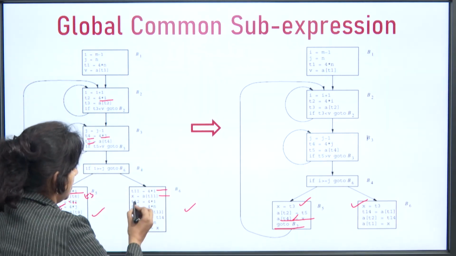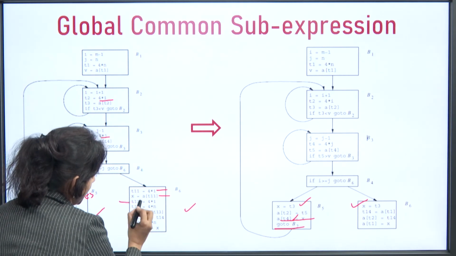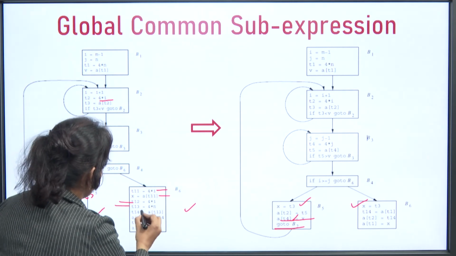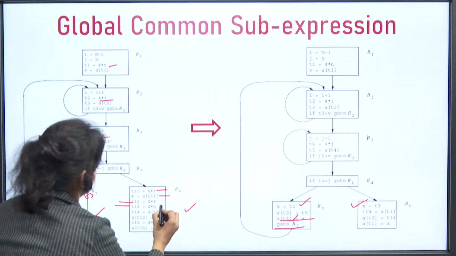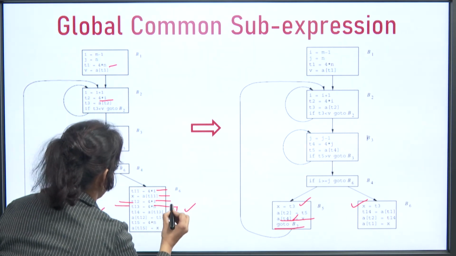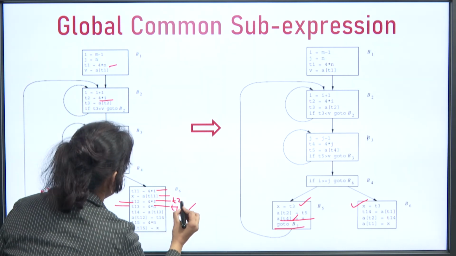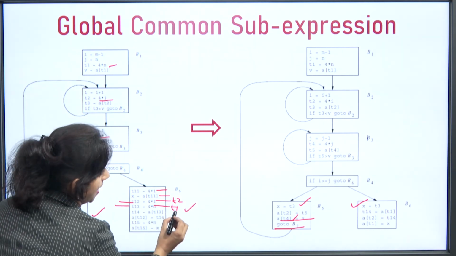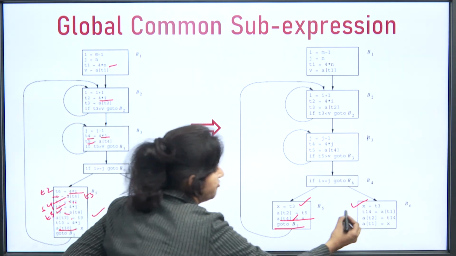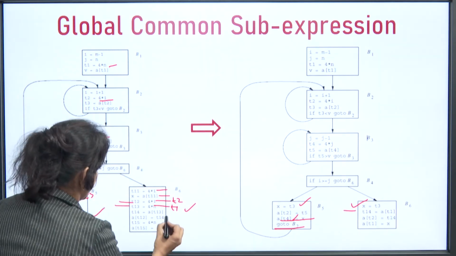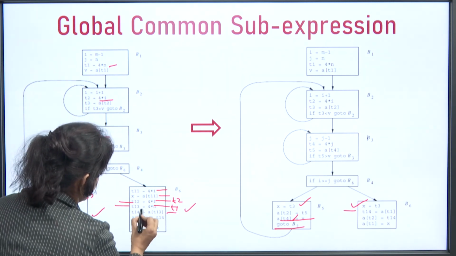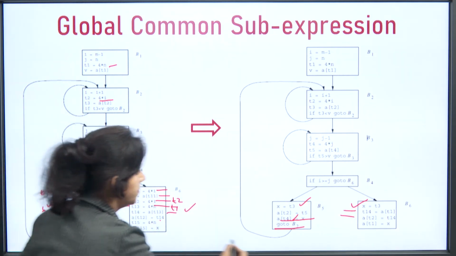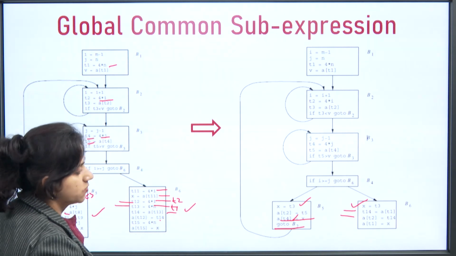Now, next, this has been done. Now we can eliminate this 4 into I, it is computed here, and 4 into n is computed here, with respect to T1, and this is with respect to T2. Now, T14 is what? A at T13 means A at T1. So we can say here T14 is equal to A at T1, this is done. Now, A at T12 means T2. So A at T2 is equal to this particular value, meaning A at T2 is equal to T14.